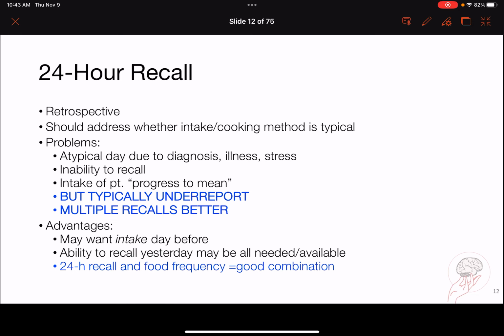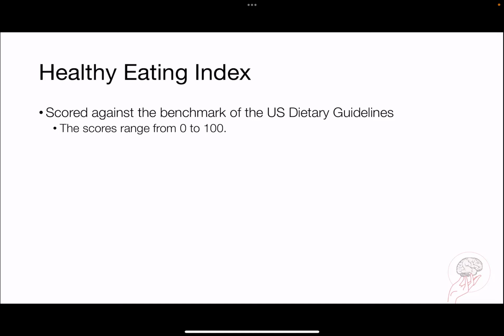It might be really important to know the intake the day before, especially if you were an anesthesiologist. None of us are, and they don't ask that much, but it could be important to know when the last time you ate was and exactly what you ate. The ability to recall the previous day may be all you need. But as with everything, more data is better. And if you can combine a 24-hour recall with a food frequency questionnaire, you can get even more data.